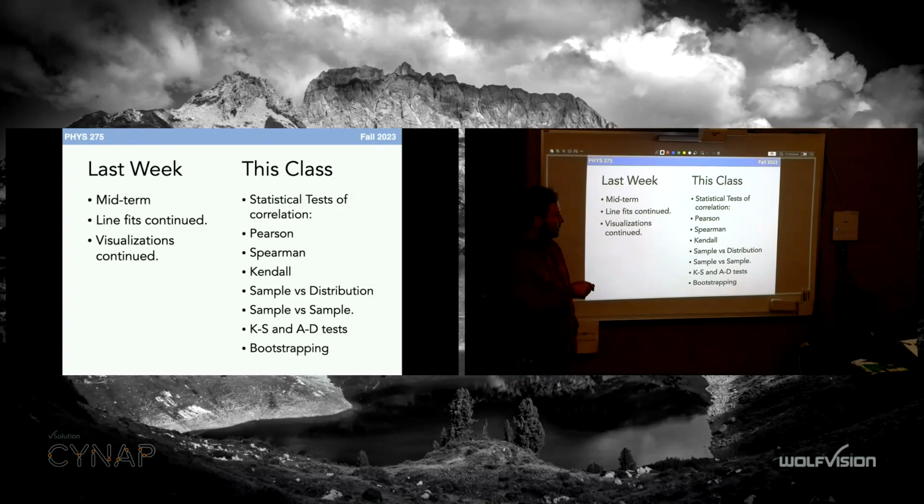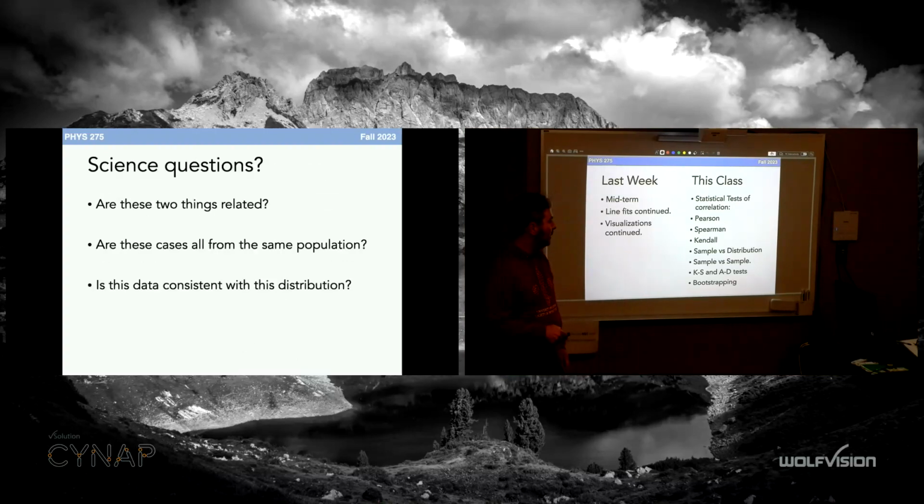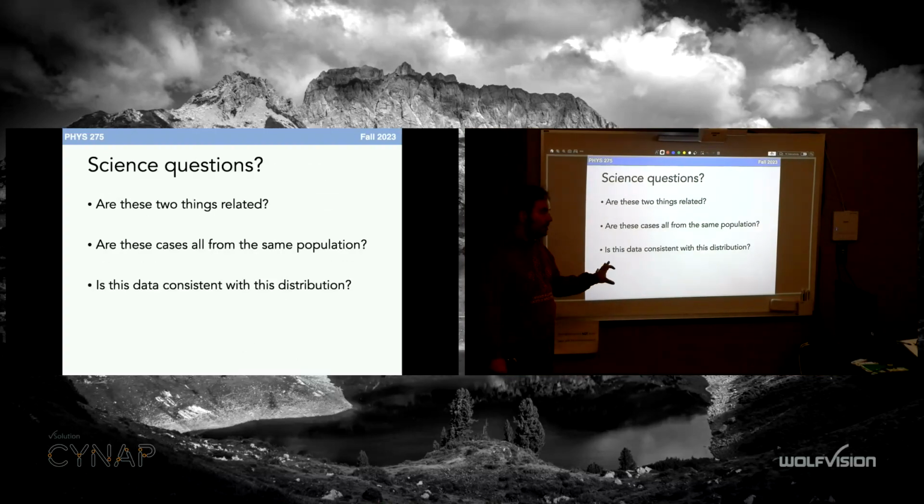So we do have a bunch of statistical tests for correlation: Pearson, Spearman, Kendall. Sample versus distribution. So you can actually test versus a distribution or test versus another sample. Sample versus sample. KS and AD test are for, I ran out of space, but that's the Kolmogorov-Smirnov test and the Anderson-Darling test. And then bootstrapping is what we'll work on next week, but it is something that you can do with these.